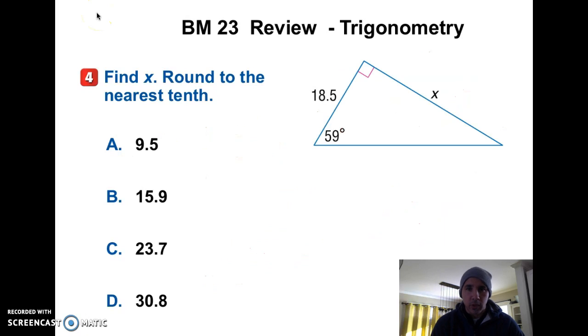Benchmark 23 review, number 4 for the trigonometry. You want to find x, and you want to round to the nearest tenth. So just, again, make sure you remember the trig ratios: sine, cosine, and tangent. You can look in your notes. You can look back at the board for the anchor chart. I'll give you some hints.